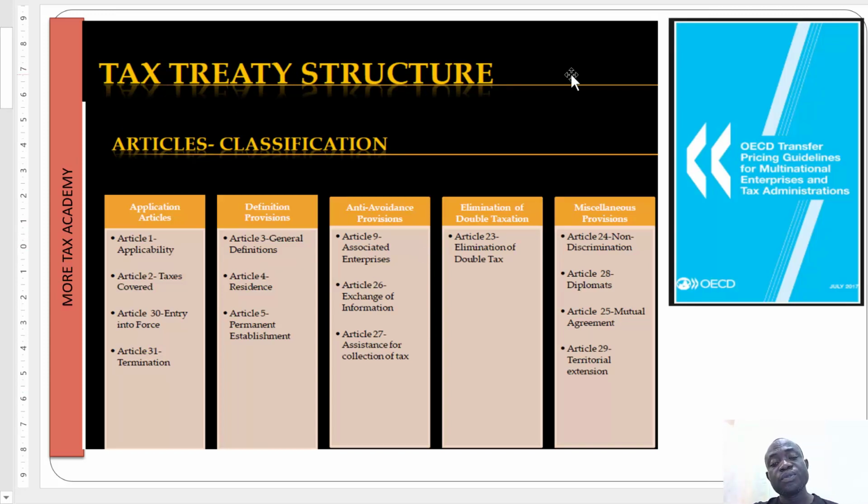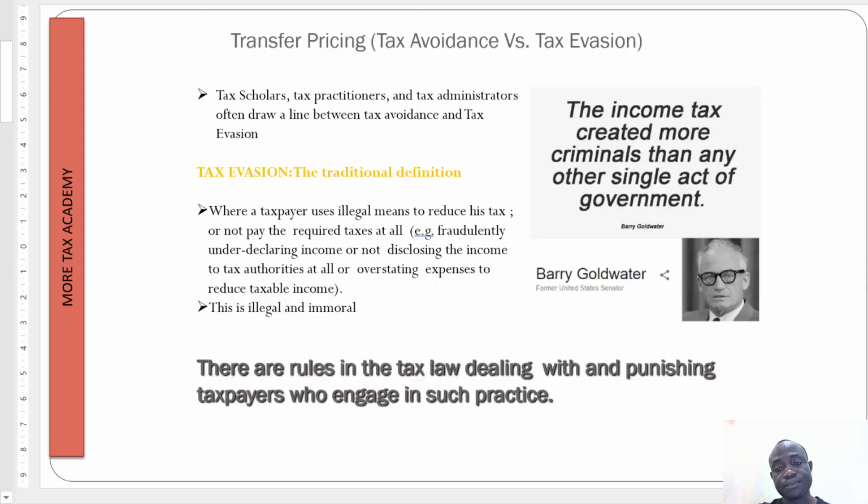So, like I mentioned, today we want to start discussing Article 9. And like we said, Article 9 is one of the anti-avoidance provisions. So the discussion is going to focus on anti-avoidance. You look at the articles, we have several of them. We have the application articles, we have the definition articles, we have the articles that deal with double taxation elimination, and then we have the miscellaneous provisions. Today we want to look at the anti-avoidance provisions, and one of them is what we are going to talk about as arm's length.